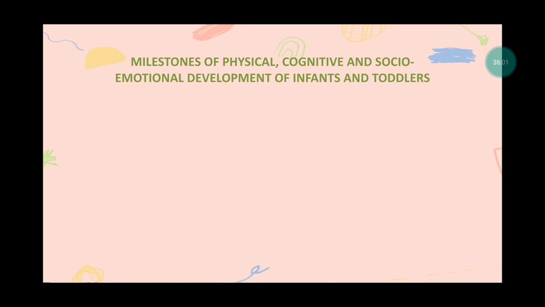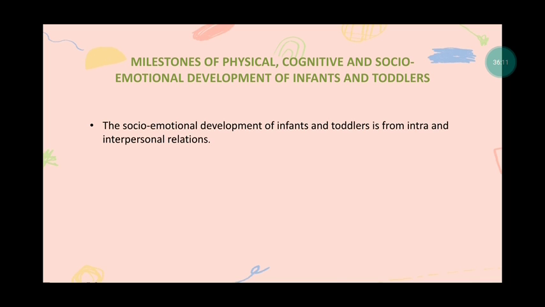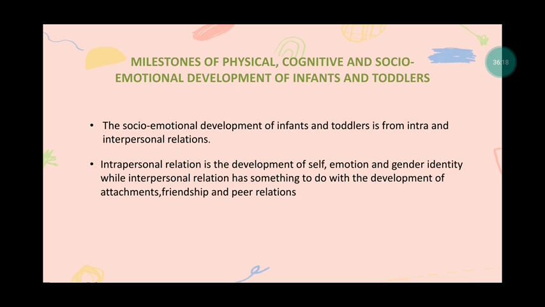So, we talked about the milestones of physical, cognitive, and socio-emotional development of infants and toddlers. The socio-emotional development of infants and toddlers comes from intrapersonal and interpersonal relations. Intrapersonal relation is the development of self, emotion, and gender identity, while interpersonal relation has something to do with the development of attachments, friendship, and peer relations.